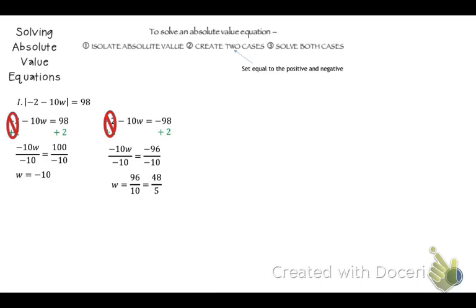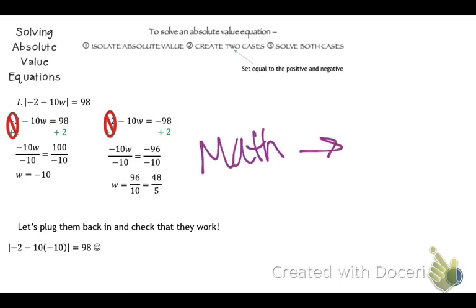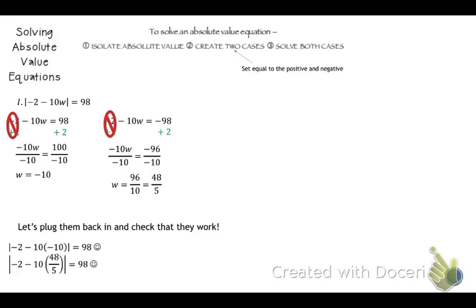Now, last thing you have to do is plug it in and double check that it works. So if you plug in negative 10, you will get 98. And to do this in your calculator, let me grab a calculator. If you click math and go to the right, it says ABS. So it's math, then go to the right, then ABS, parenthesis, and it will pull up the absolute value for you. Okay? And then when you plug in 48/5, you also get 98, so we're good.